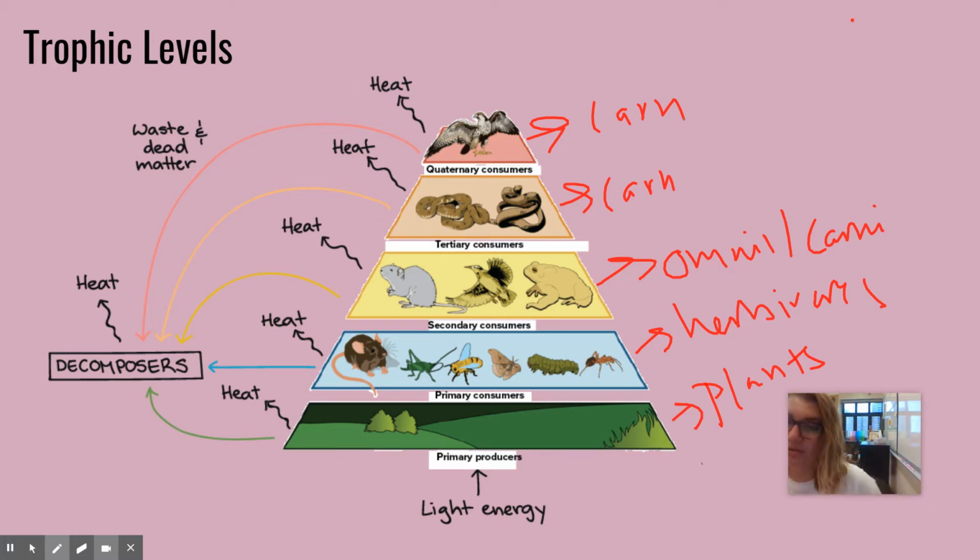And as we go up these different trophic levels, we're not only passing on energy, but we're also passing on matter. Remember, you are what you eat. So all the matter found in this caterpillar is going to go to this frog, and so is all of the energy.